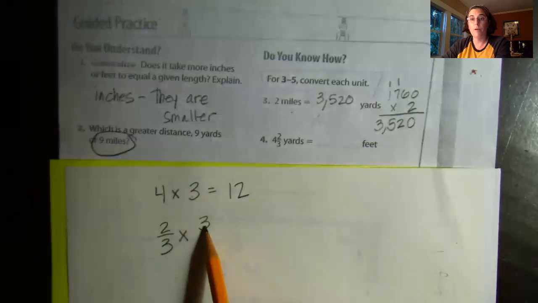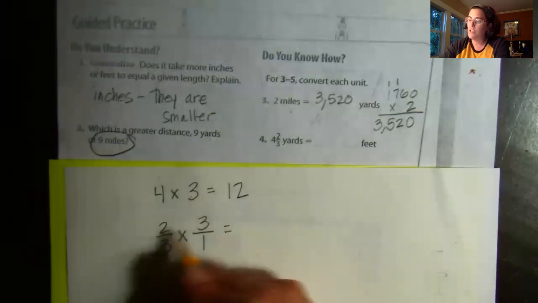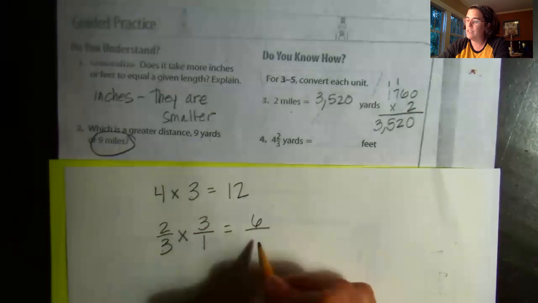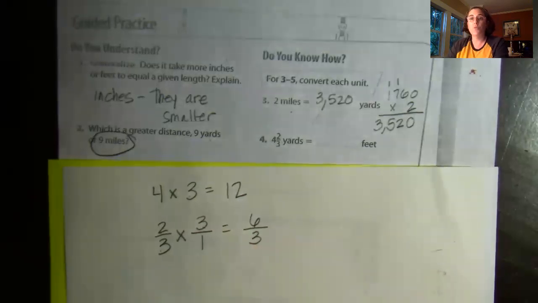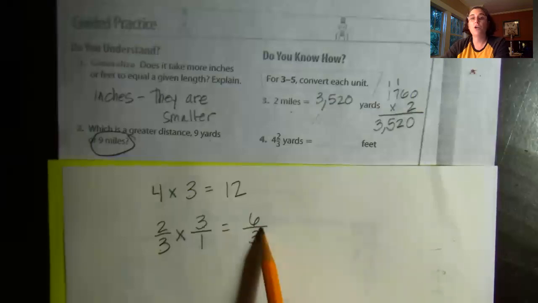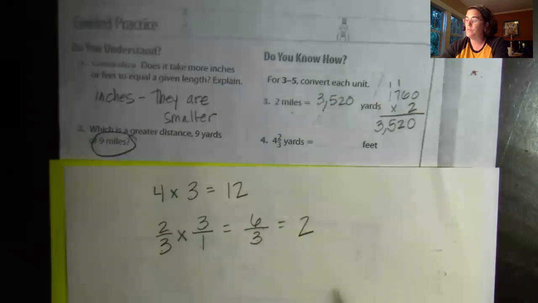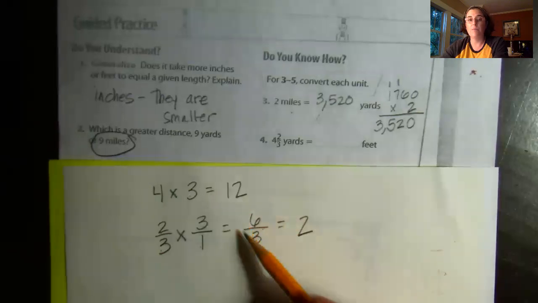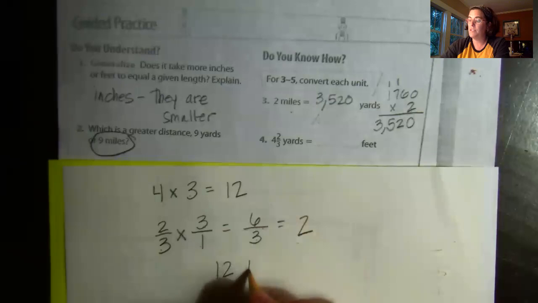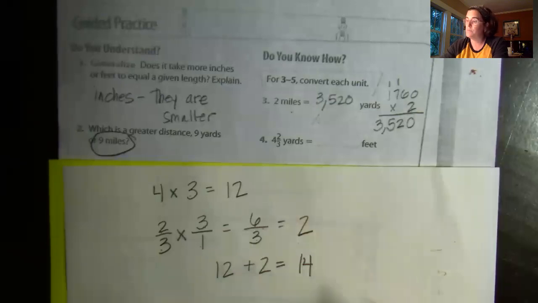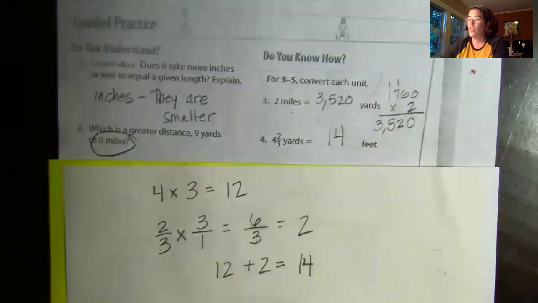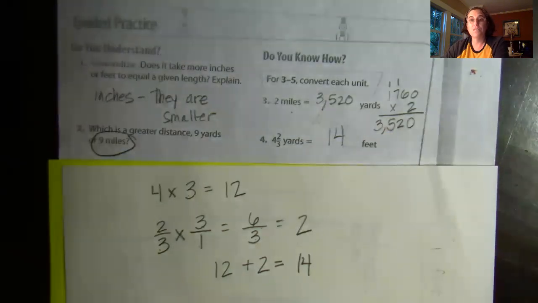And we're going to remember what we know about fractions. We're going to put that 3 over 1. And we're going to multiply straight across. 2 times 3 is 6. 3 times 1 is 3. Now, I could leave it like this, 12 and 6/3. That would be an answer. But I could also go ahead and simplify this fraction using my knowledge of fraction bars equaling the division sign. 6 divided by 3 is 2. Now I can't just stop there. I have to add both those together. 12 plus 2 equals 14. So 4 2/3 yards equals 14 feet.